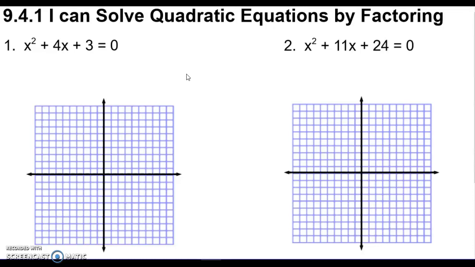Alright, so here's what we're going to do. I want you to take this first number 1 here that says x squared plus 4x plus 3 equals 0. I want you to go over to Desmos, pause this and just type in x squared plus 4x plus 3. Don't worry about the equals 0 part. Graph that, then copy it onto your paper, and then come back.